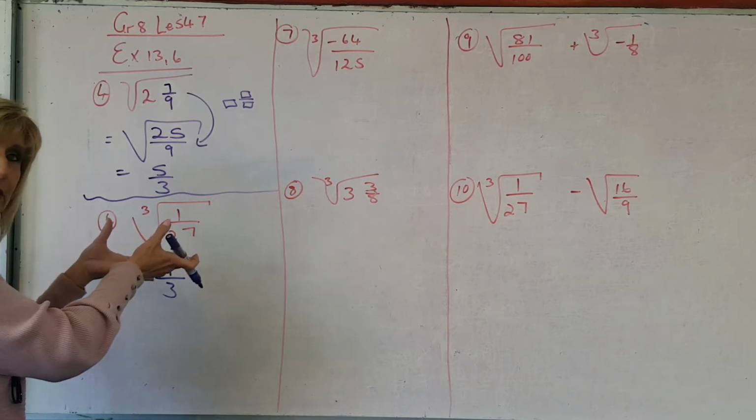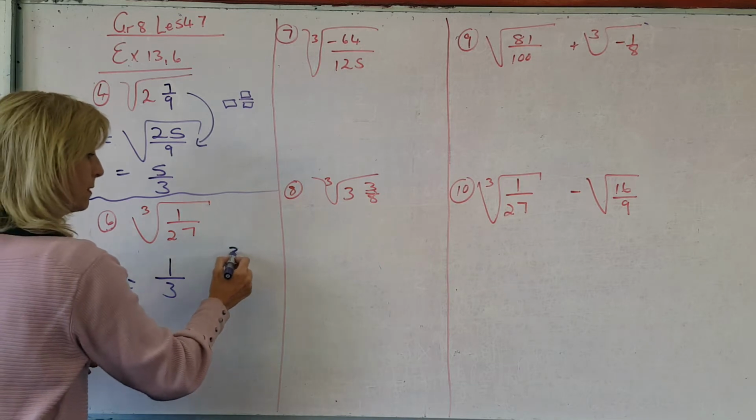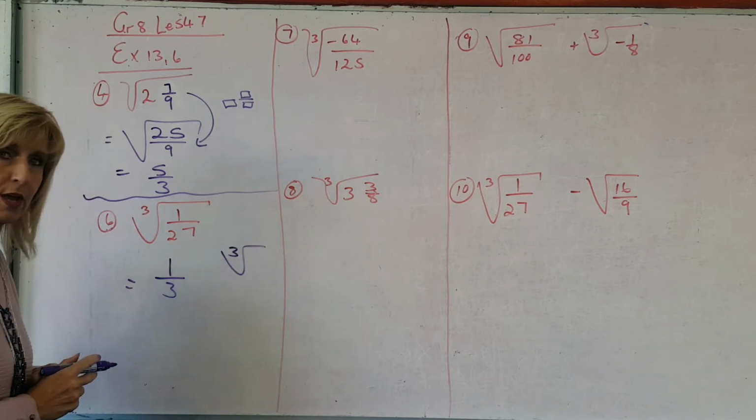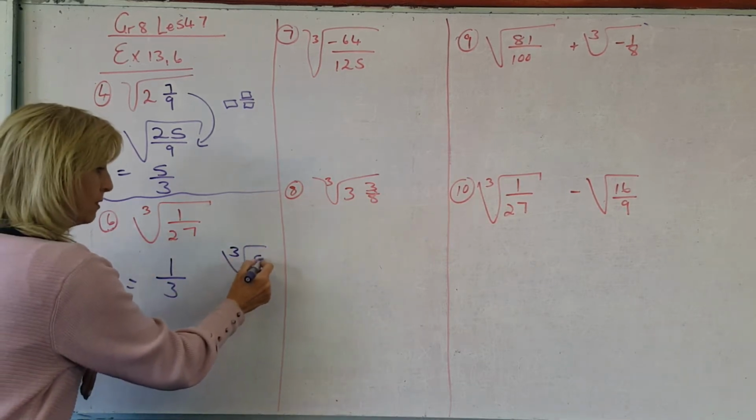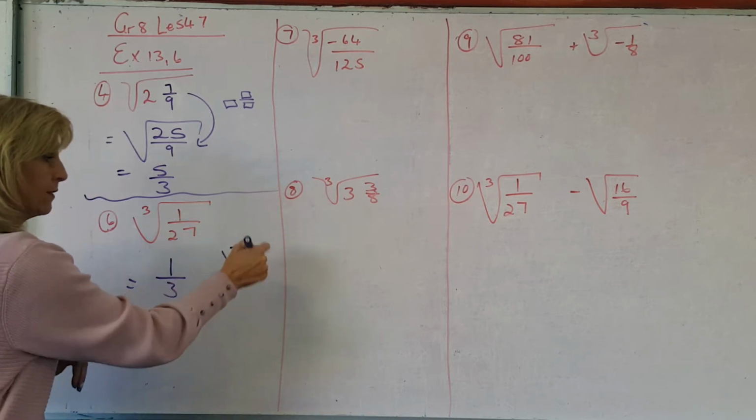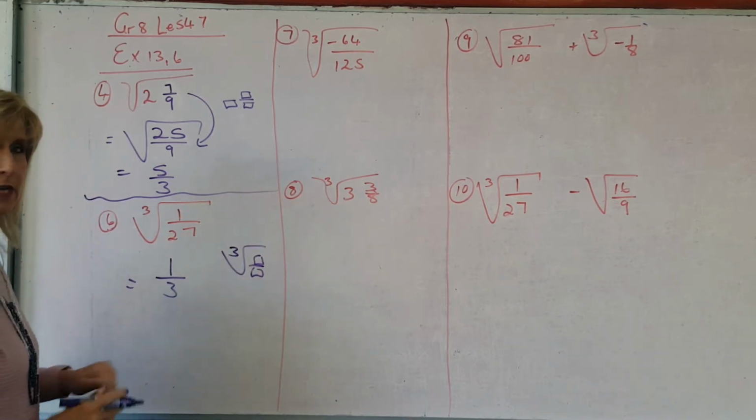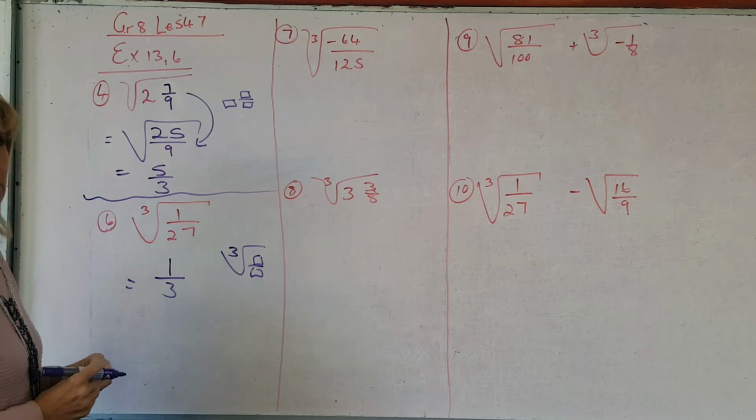Could I put this whole thing in the calculator? Yes. Remember, there is a cube root sign on your calculator. Then you press the blocky thingy, and you press in 1 at the top, 27 at the bottom. Answer is 1/3.